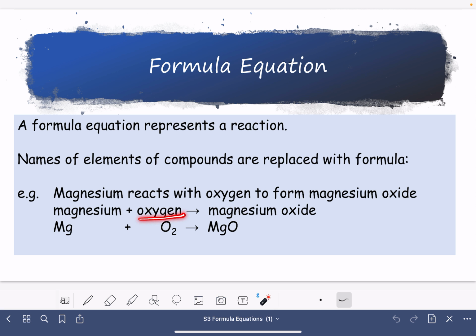Instead of writing oxygen, we put in the symbol for oxygen, O2, the formula O2. And then for magnesium oxide, which is a compound, we would need to work out the formula using our formula rules, which comes as MgO. So that's what a formula equation is. It's just the same as a word equation, except we substitute in the formula for the different elements and compounds.